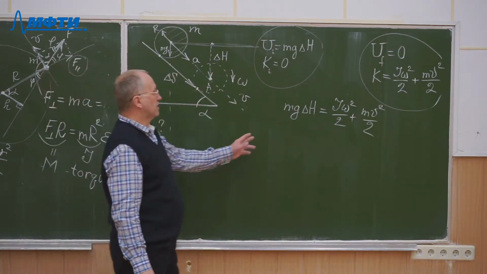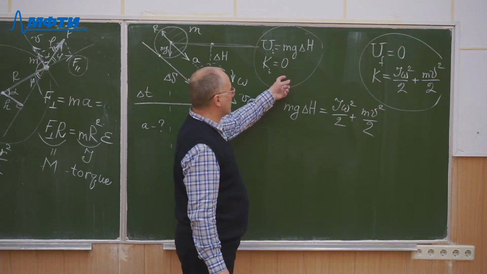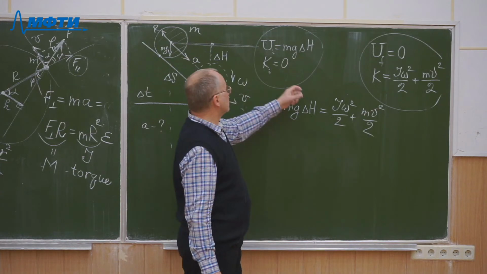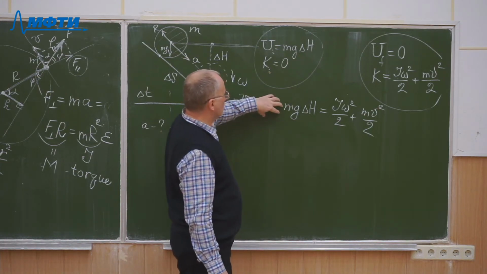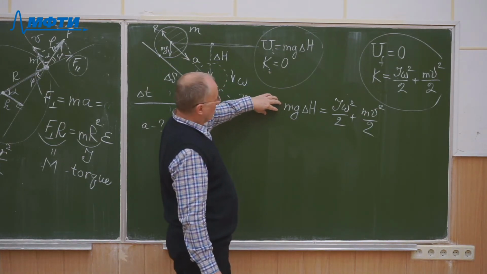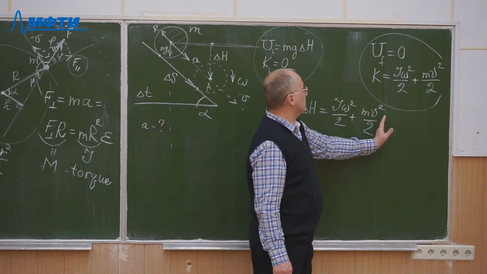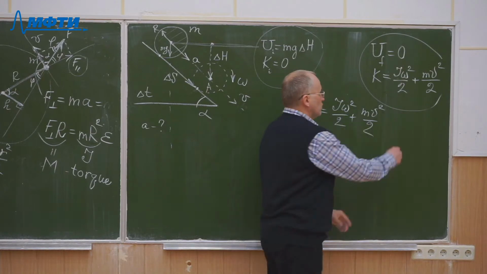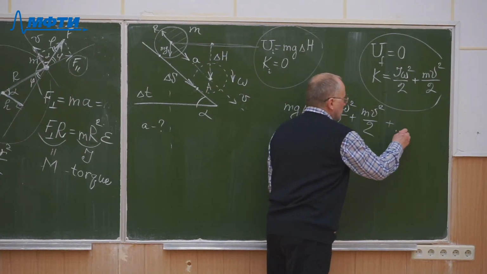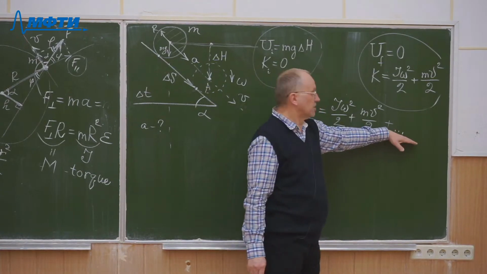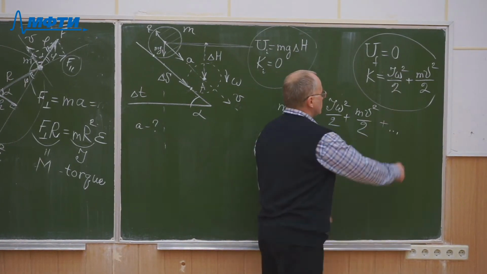So what we have here: total initial mechanical energy equals total final mechanical energy. But the initial kinetic energy is 0, so we have no term corresponding to kinetic energy. And the final potential energy is 0. Generally we would have some potential energy, but in this particular case, it's 0.